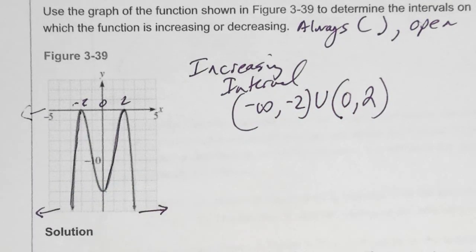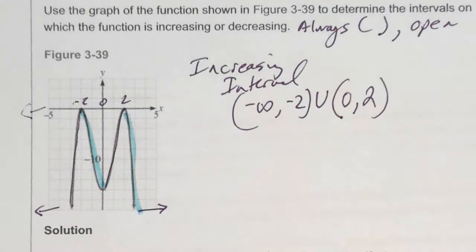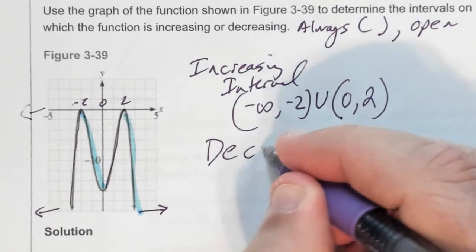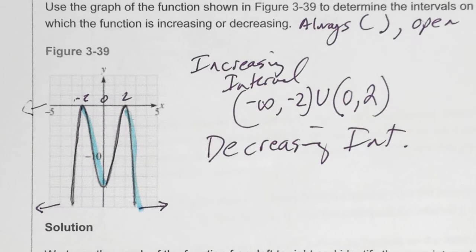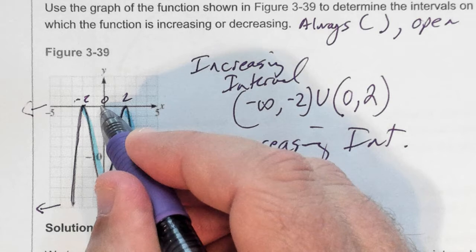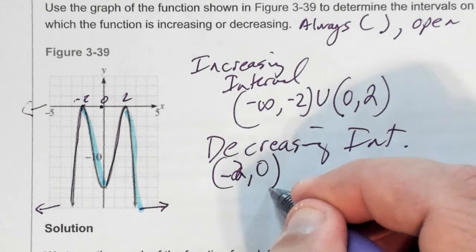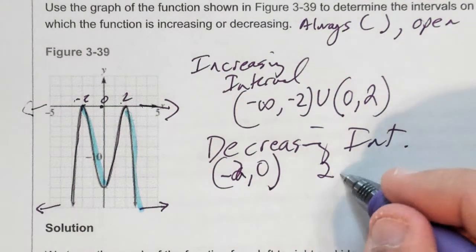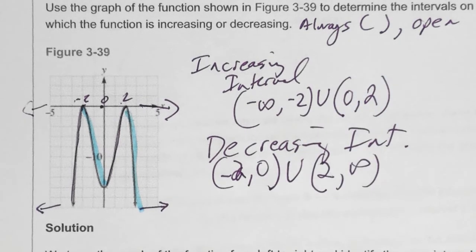Well, what about going down? Here's going down, and here's going down. So those are going to be decreasing. Decreasing intervals. And then we're going to use the x-axis. So from here to here, it's decreasing. So -2 to 0. And from 2 all the way going to infinity, everything open, and a union. There's my increasing and decreasing.